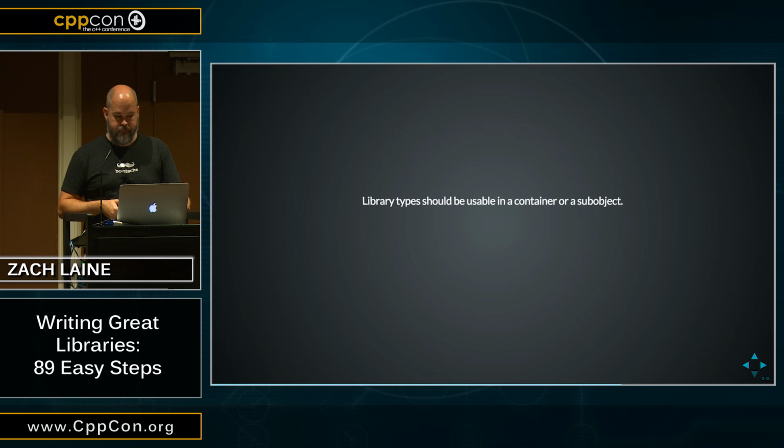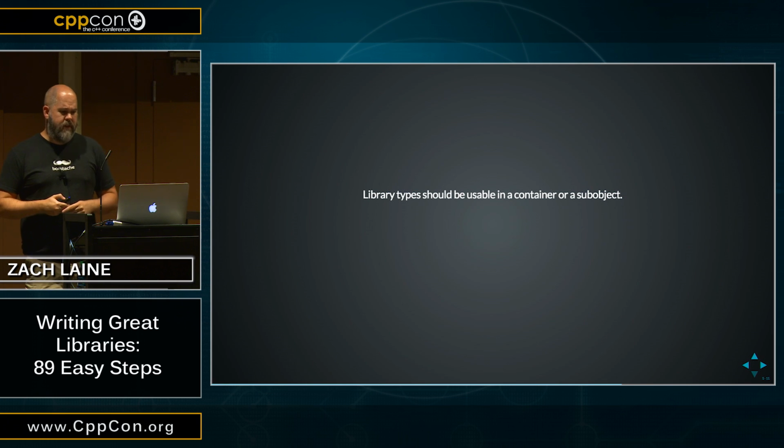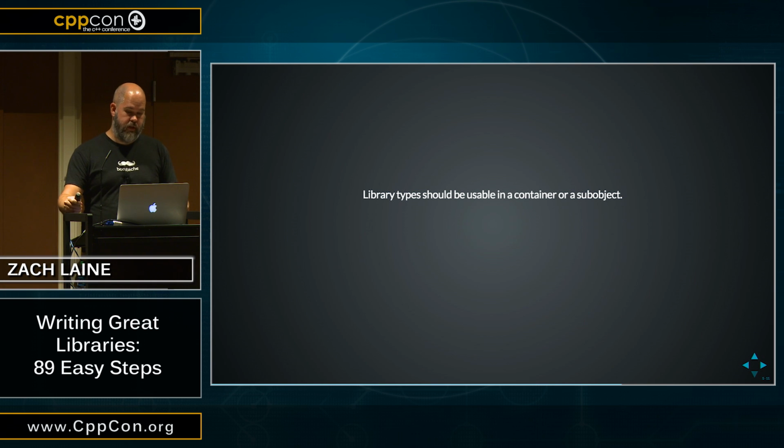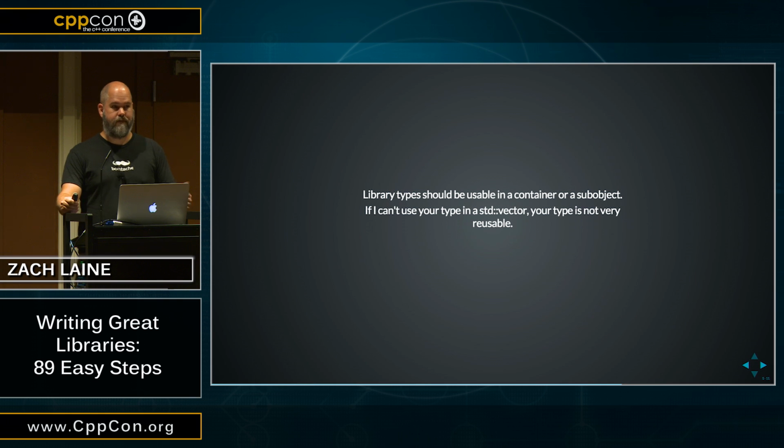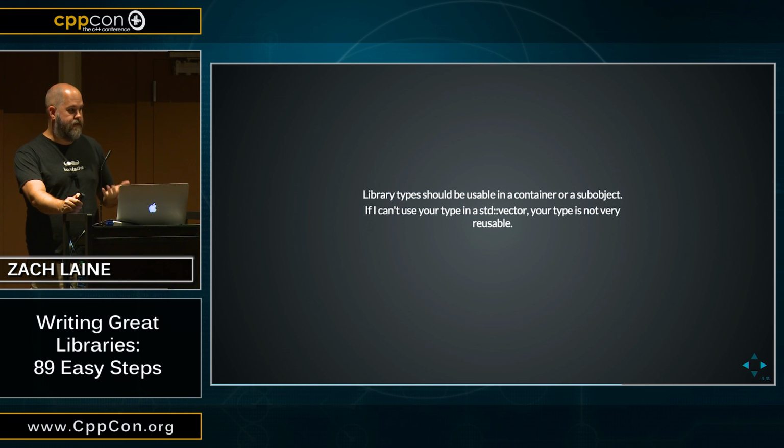You should do this. All right, so library types also need to be usable in a container or subobject. If I've got my type and I want to use your type in it, I better be able to have it as a member, and that better be easy to do. If I have to make your thing hanging off the end of a pointer inside my class, even if it's a unique pointer, that makes it harder for me to get my work done. If I can't use your type in a std vector, we've got problems, right? That's a fundamental data structure that we use every day, all the time.